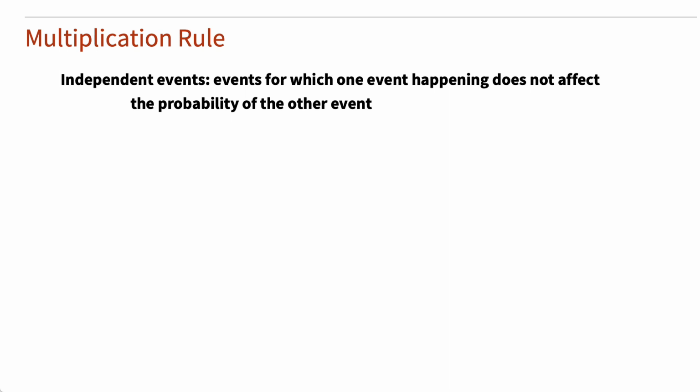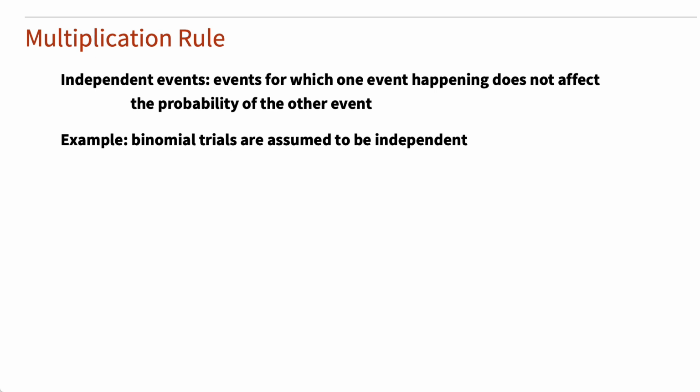The multiplication rule applies to independent events, which are events where one event happening has no effect on whether or not the other event happens. In a binomial experiment, for example, it is assumed that the trials are independent, so success or failure on one trial has no effect on the probability of success on any other trial.